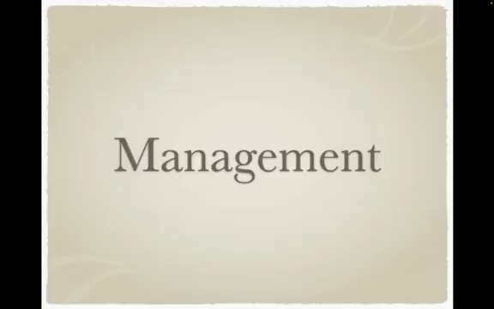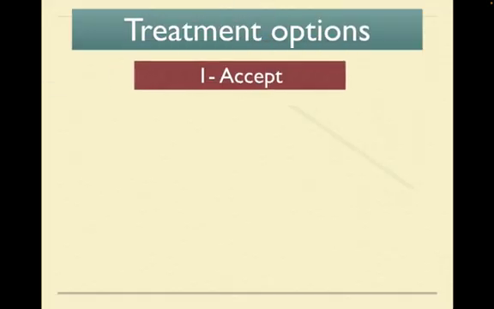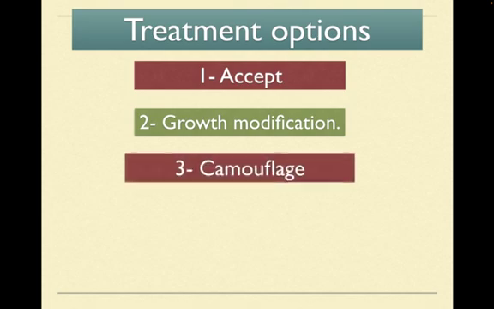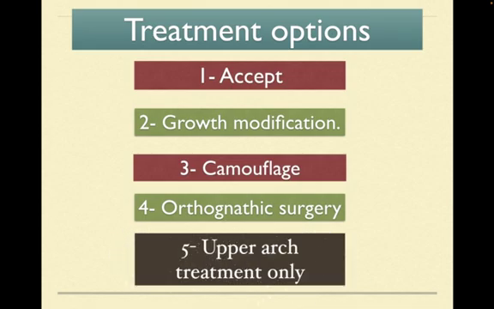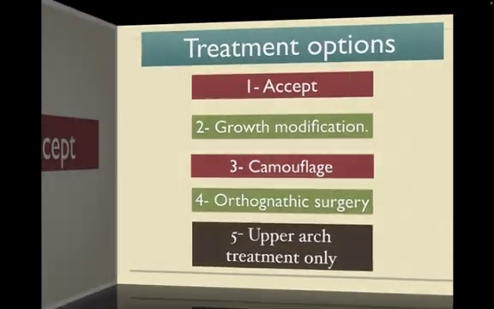So how are we going to manage class 3 malocclusion? We usually have four treatment options: accept, camouflage, growth modification, and the last one is orthognathic surgery. However, in a class 3 malocclusion, we have one more option called treatment in the upper arch only. And we're going to see now why we're going to do this.